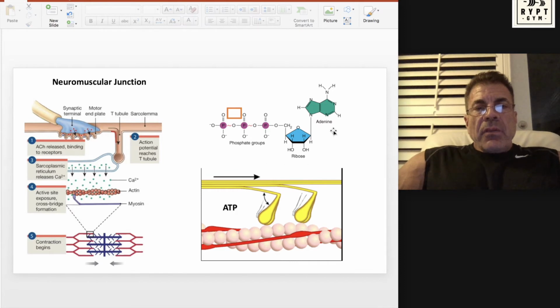Just to give you a little more information, we've talked about ATP a lot previously. The molecule is made of adenine, ribose, which is a sugar, and the 3-phosphate group. So the cleavage of this bond is what releases the energy.